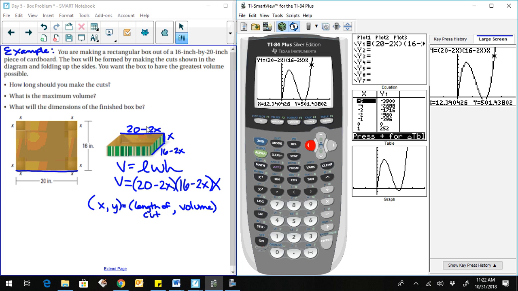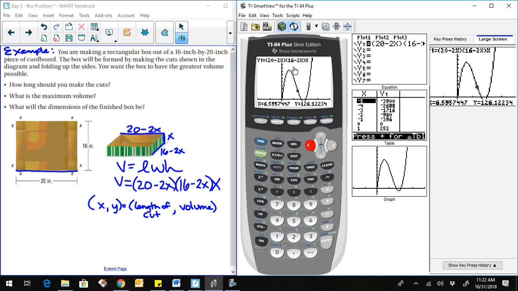Okay, well, 12.34. So if I had this side that's 16, and I had to cut 12.34 on one side and 12.34 on another side, wouldn't that basically overlap each other? Yeah, so that doesn't really work. I couldn't have a cut that's bigger than 8, or even equal to 8, because if I had a cut of 8 on this side and 8 on this side, then it would just run into each other and that whole side would just fall off. So then let's look at our graph. It should be less than 8, and then we want to maximize our volume.